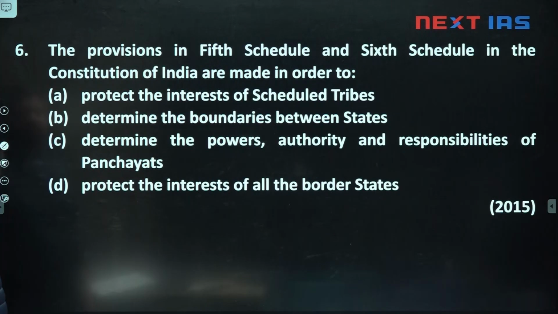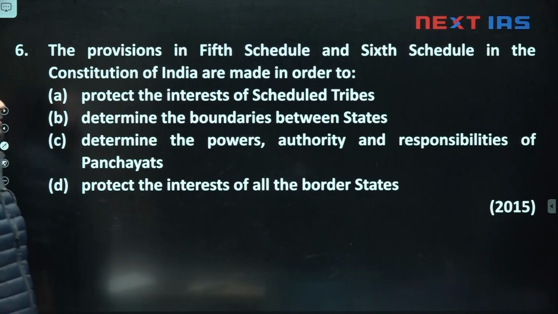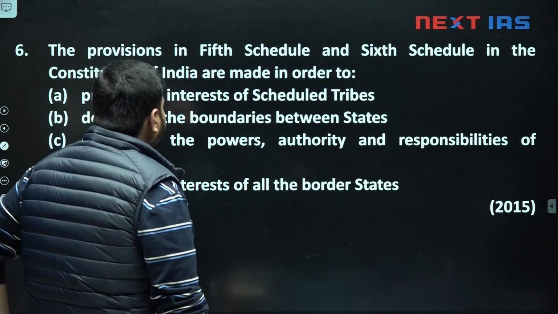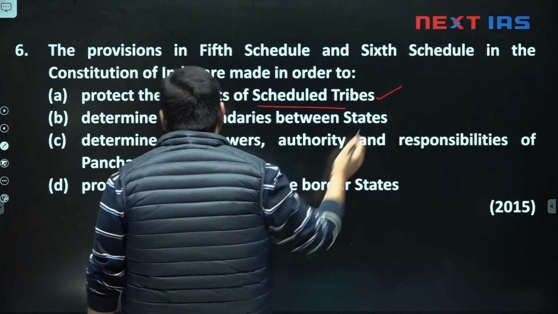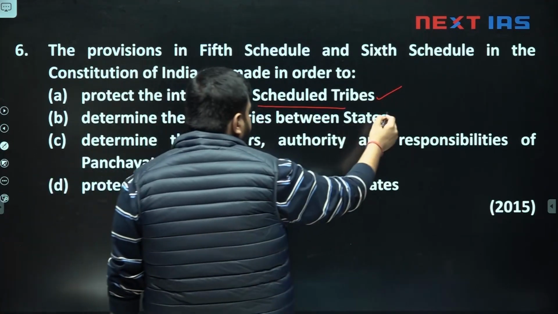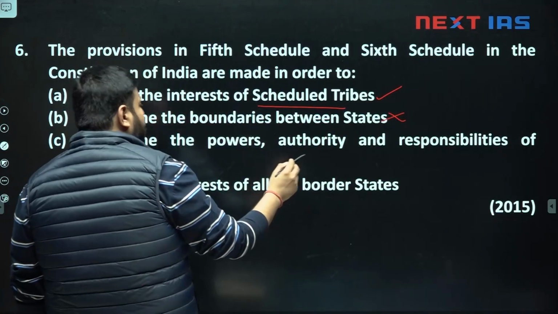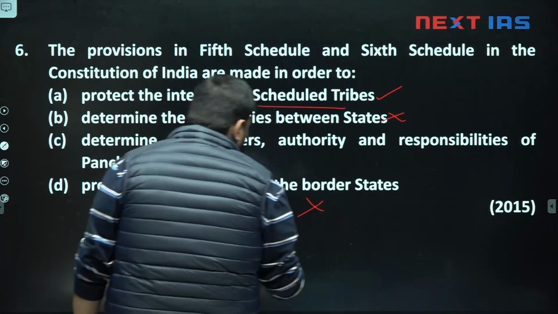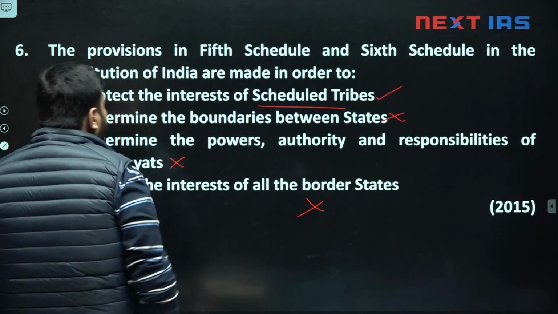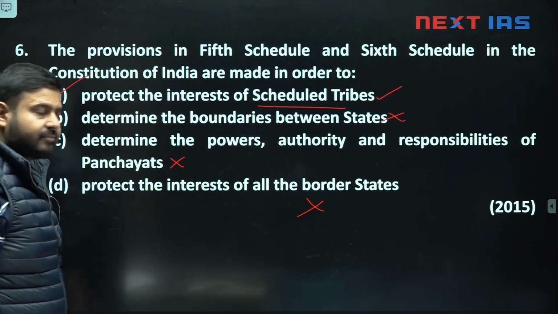Then sixth question. The provision of 5th schedule and 6th schedule and Constitution of India are made in order to protect the interests of scheduled tribes. Yes. Determine the boundaries between states. No. Determine the powers, authority and responsibility of panchayat. No. Protect the interest of all the border states. No. So answer will be A, protecting the interest of the scheduled tribes.